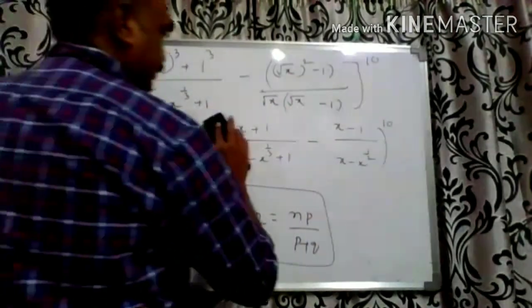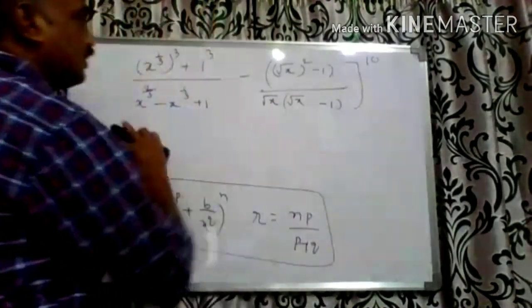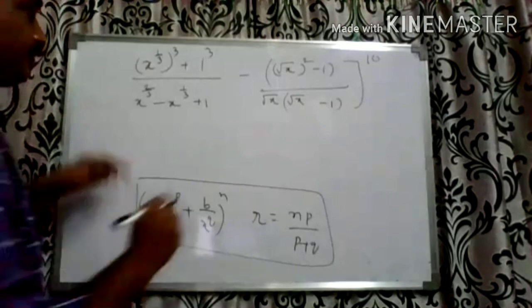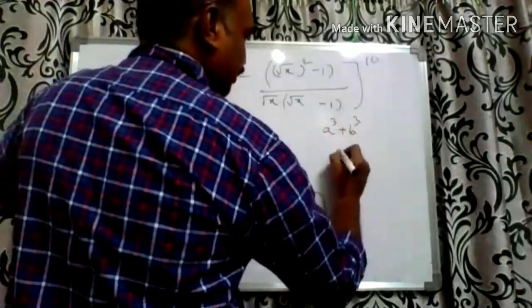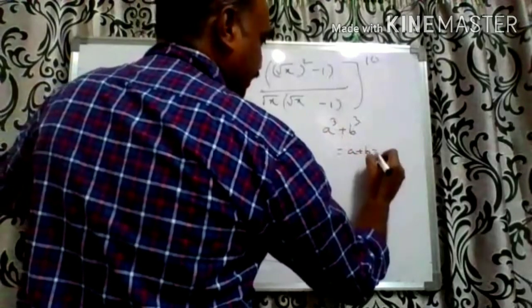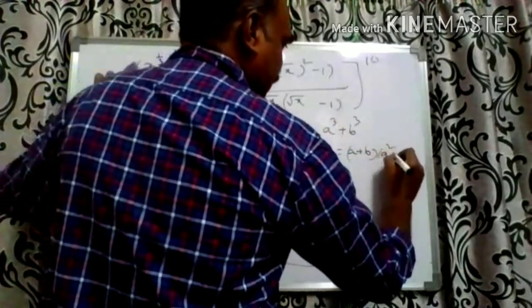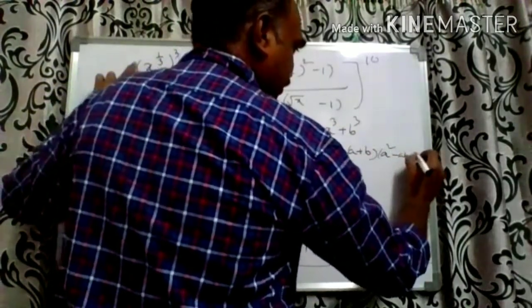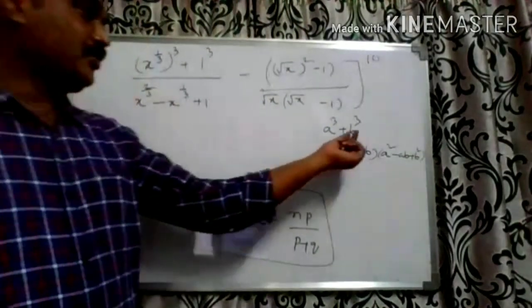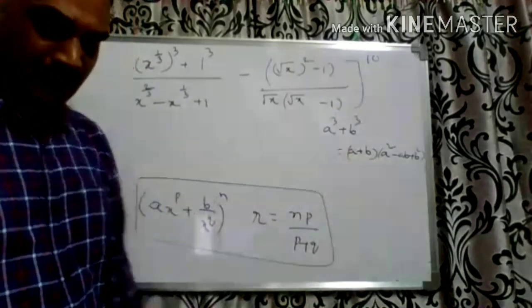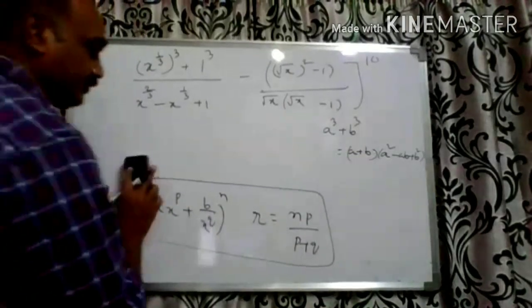Next, apply the formula a cube plus b cube is equal to (a plus b) into (a square minus ab plus b square).